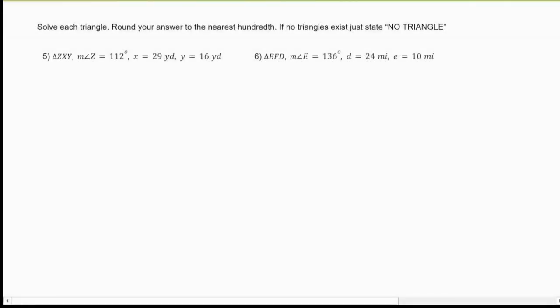Here I have two more triangles that I am asked to solve, and sometimes I might have to check how many triangles there are, if it's a side-side-angle, and if there aren't any triangles, we're going to say none.